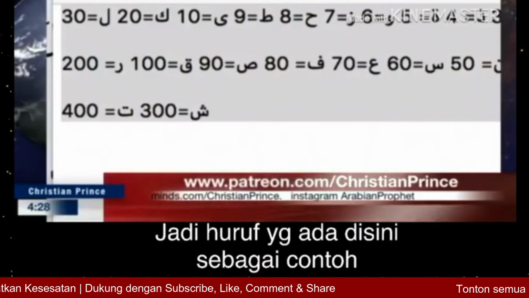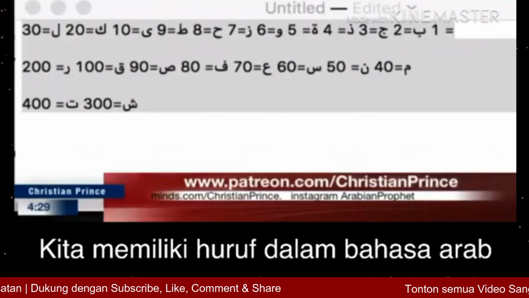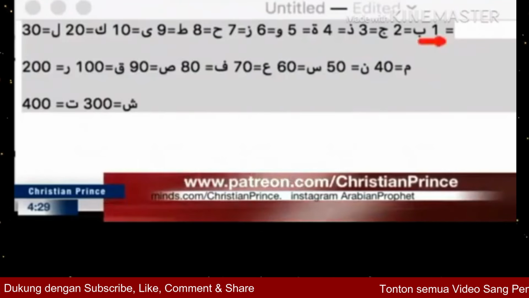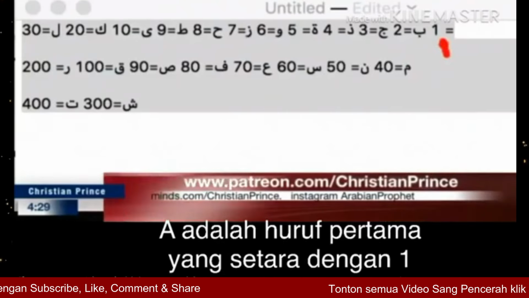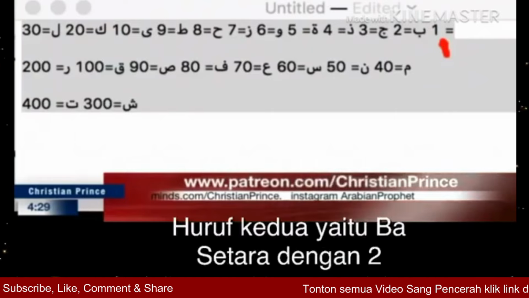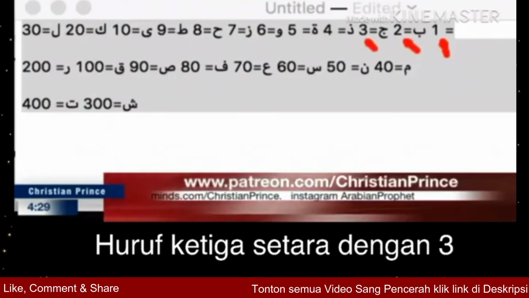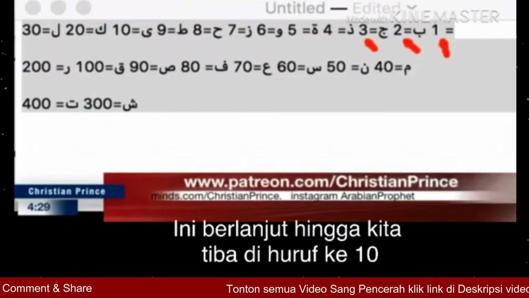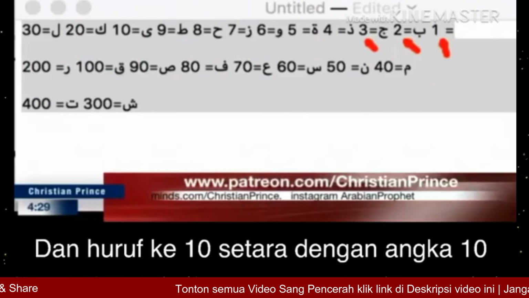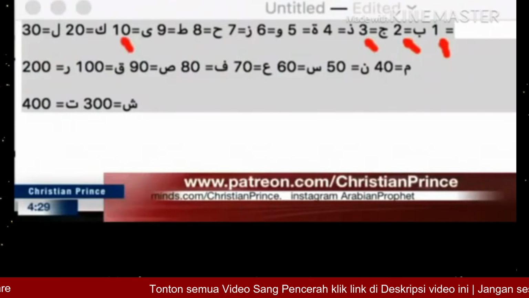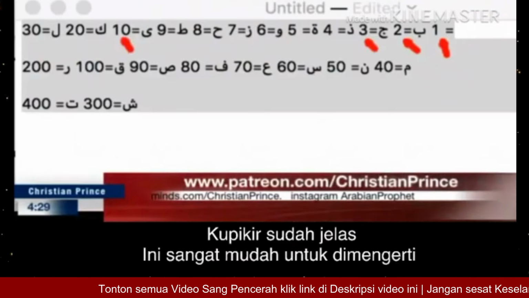So the letters here in front of me as an example. We have letters in Arabic. This is A, the first letter, equal to 1. The second letter, Ba, is equal to 2. The third letter, Ja, is equal to 3. This continues until we arrive at the letter number 10, which will be equal to 10. Are we clear in that part? I think we are clear, right? This is easy to understand now.